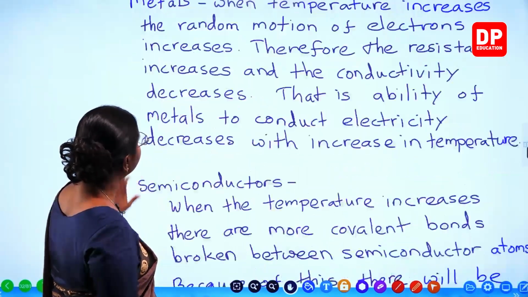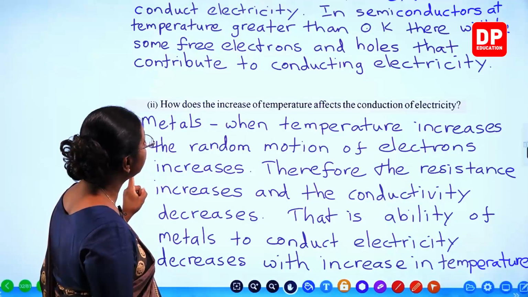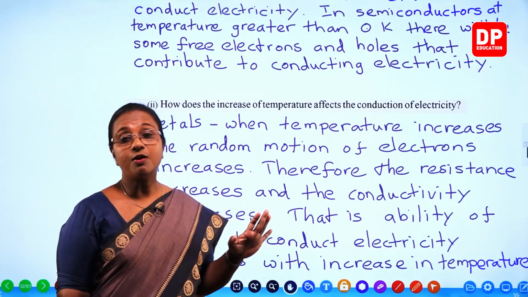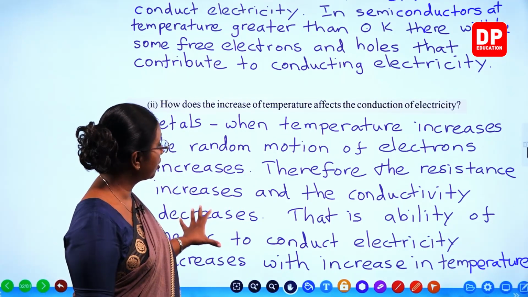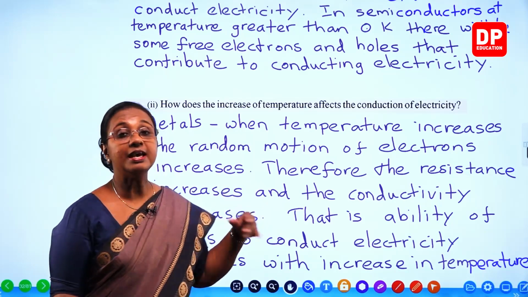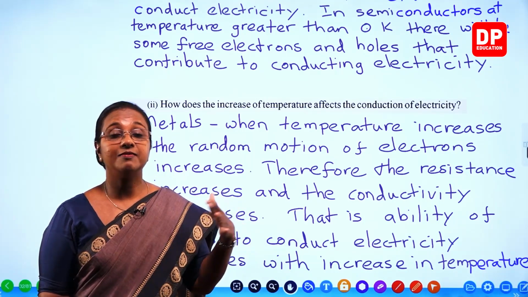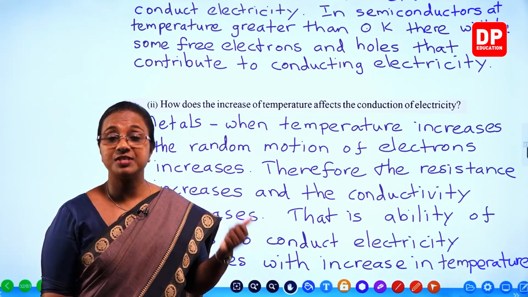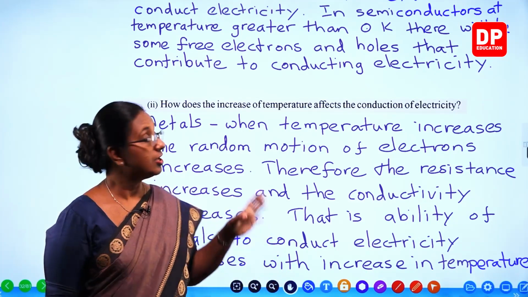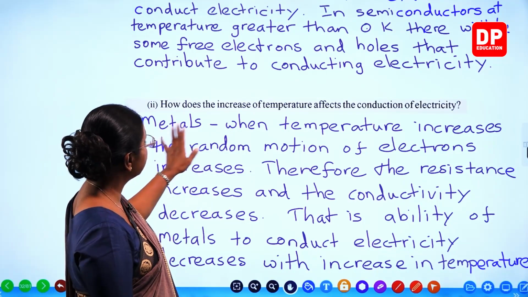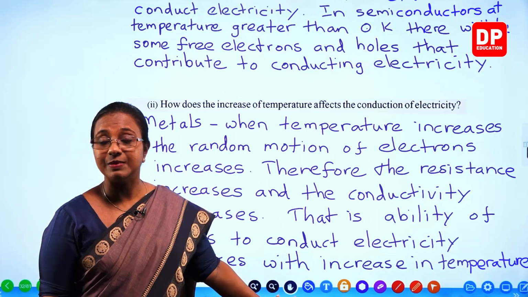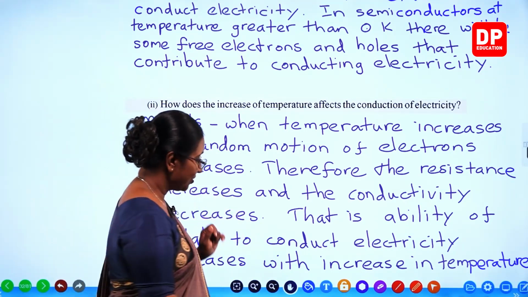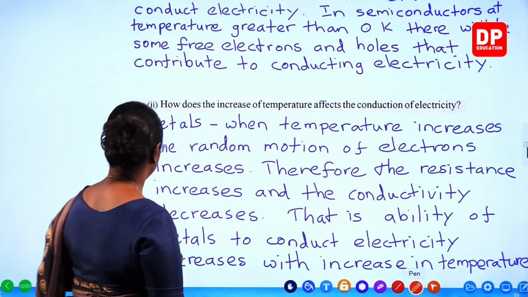But if you look at the question here, how does the increase of temperature affect the conduction of electricity? There, of course, you can simply write a short answer as well. You can say when temperature increases, conductivity of metals decreases, and when temperature increases, conductivity of semiconductors increases. That is also enough. But here I have given you all a complete answer with the explanation. I'm sure you all can understand that. So then we'll move on to the next question.